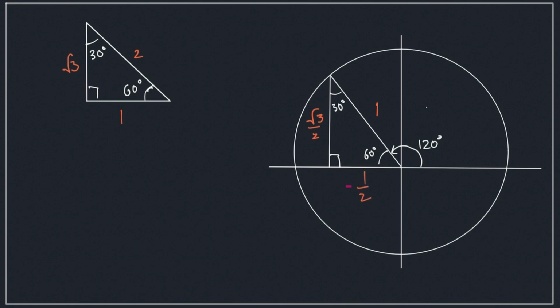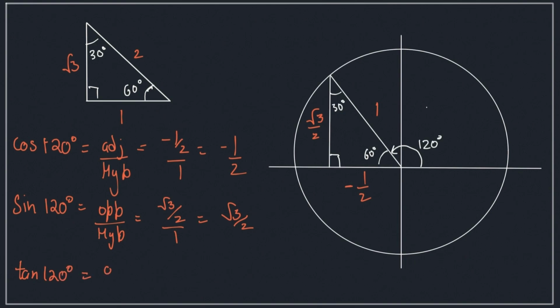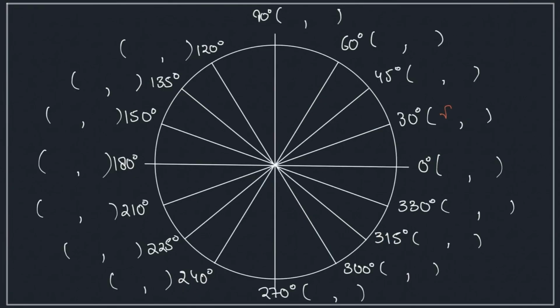As the radius of the unit circle is 1, the opposite side to 60 degree is root 3/2, and the adjacent side to 60 degree is -1/2. Cosine of 120 degree will be adjacent over hypotenuse, or -1/2 divided by 1, which will give us -1/2. Sine of 120 degree will be opposite over hypotenuse, or root 3/2 divided by 1, which will give us root 3/2. Tan of 120 degree is opposite over adjacent, or root 3/2 divided by -1/2, which will give us -root 3. By following this technique, we can fill out the entire unit circle.